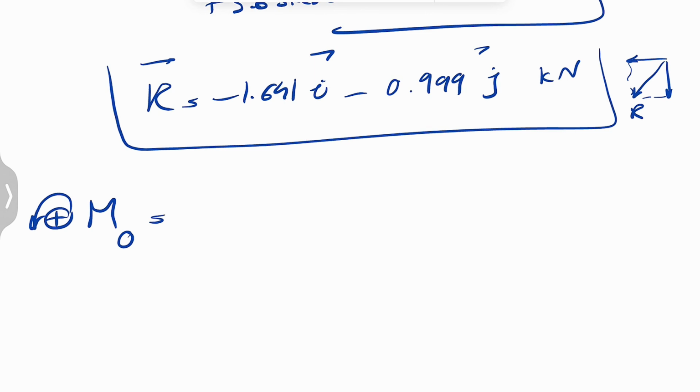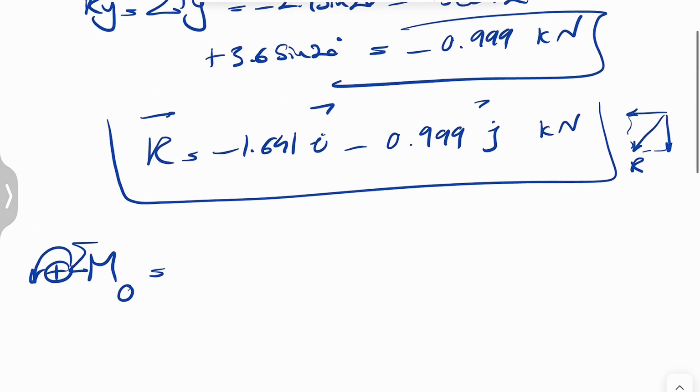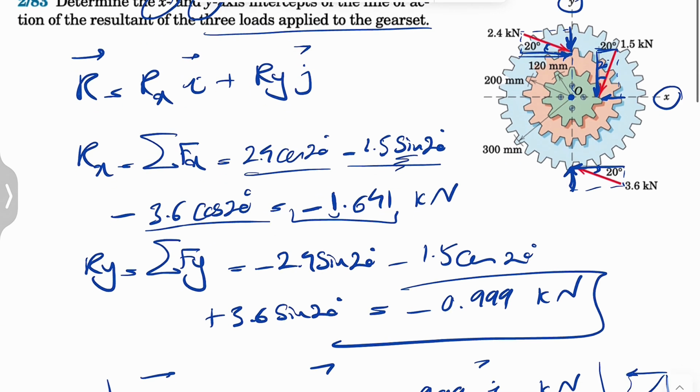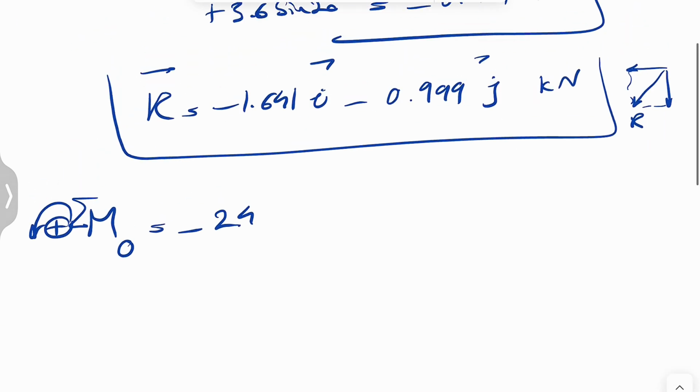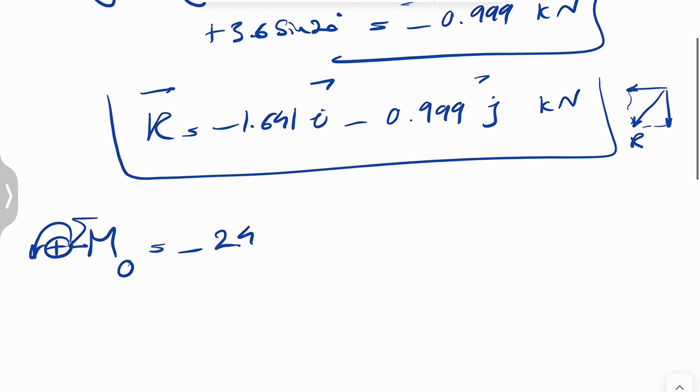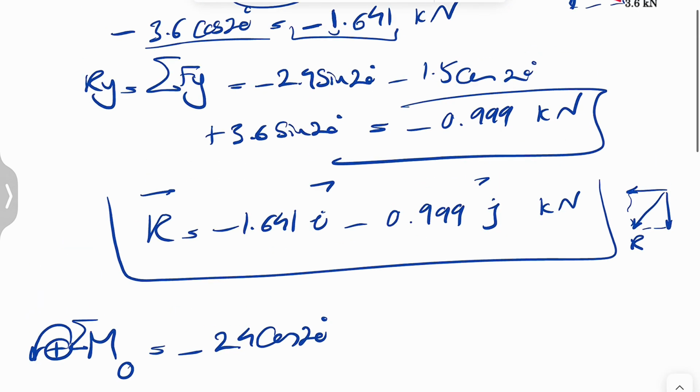Counterclockwise is the sign convention that we have, so we're actually looking for the sum of all moments about point O. Starting with 150, the Y component is passing through O, so there's no moment from that, but we have the moment of the X component, which is clockwise, so negative 2.4. The X component, as we saw, was cosine of 20, so 2.4 cosine of 20.